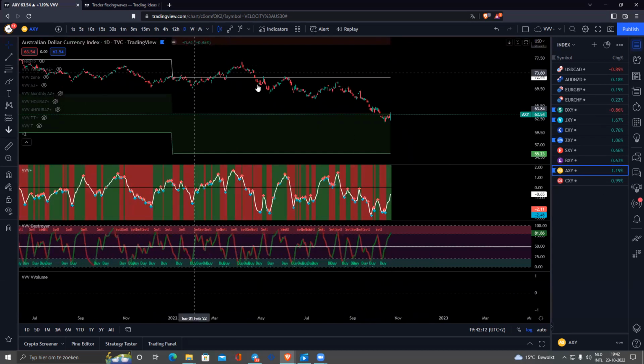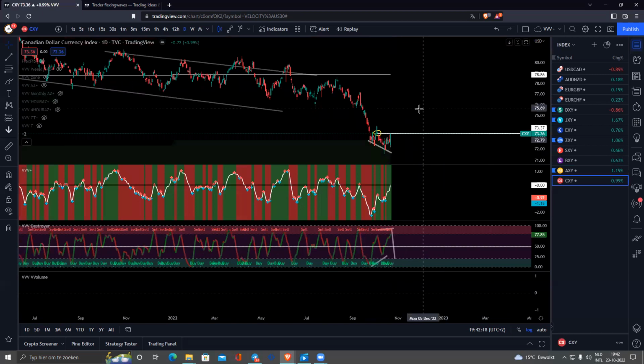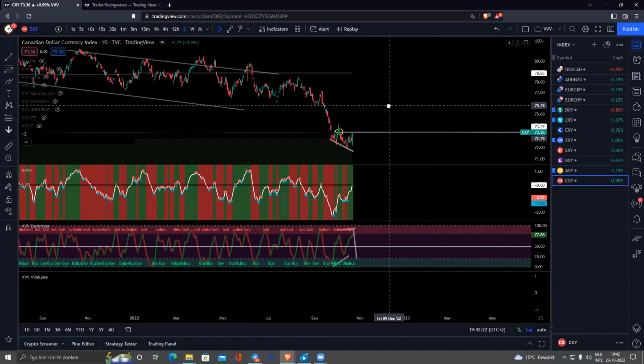So what is the next job? Looking which is the strongest and the weakest pairs, the CPY. This is gonna be also interesting.